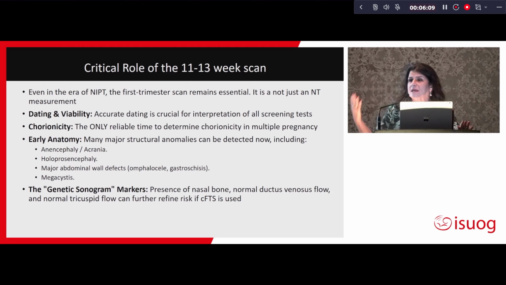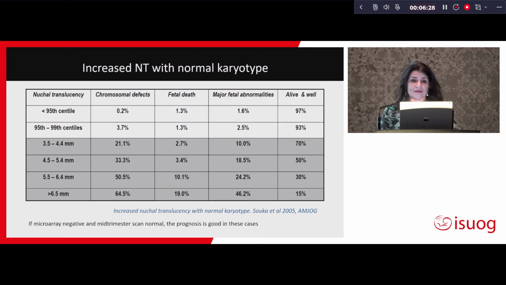But, as has been said many times today, and I'm not going to go into this to try and save time, your 11 to 13 week scan is critical. You cannot just do NIPT. You have to actually examine the fetus by ultrasound as well. And I think that's been very, very remarkably demonstrated why today.